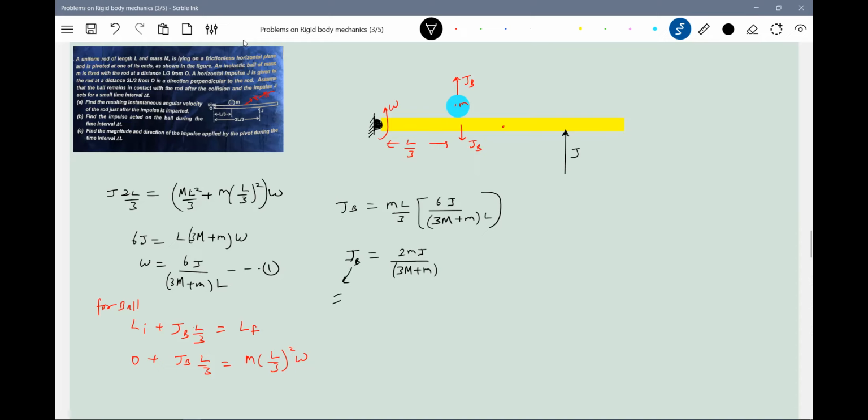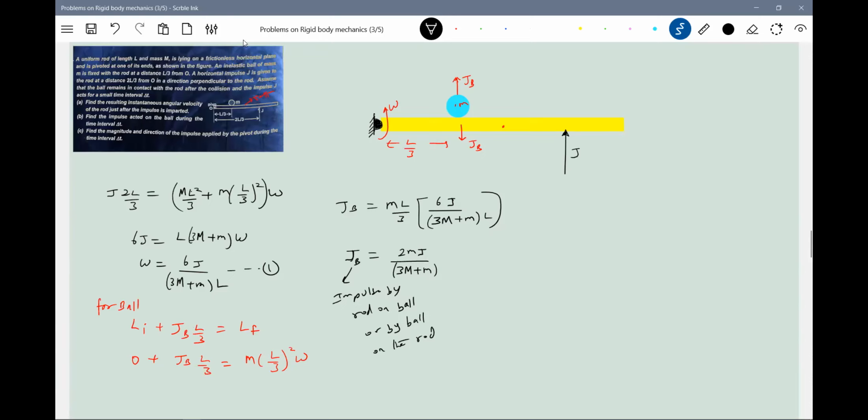What you should call impulse by rod on ball or by ball on the rod. Okay, luckily we got it. Now find the magnitude and direction of impulse applied by the pivot during the time interval delta t.